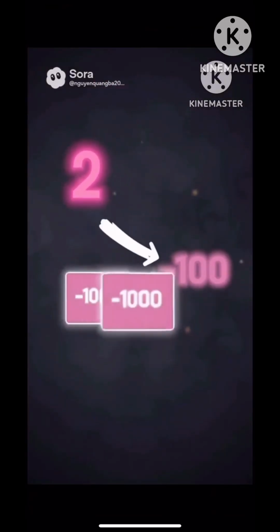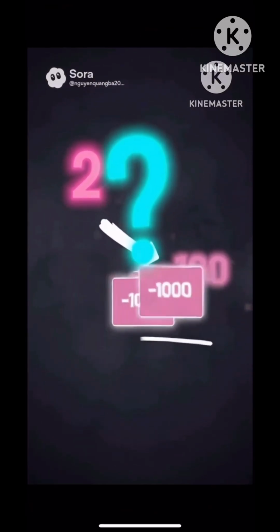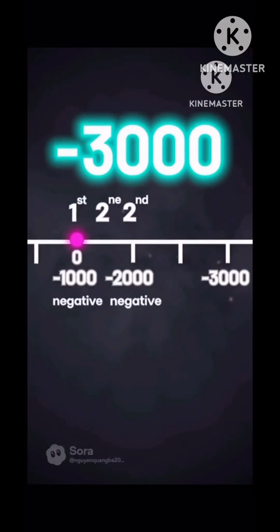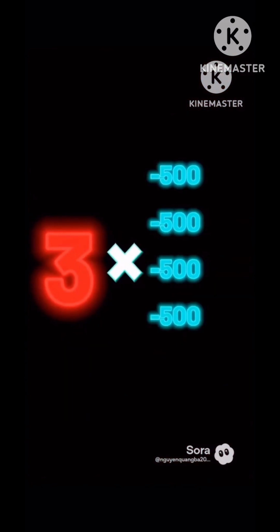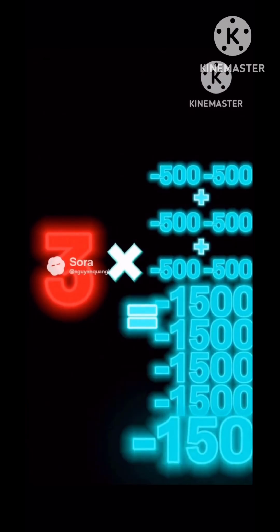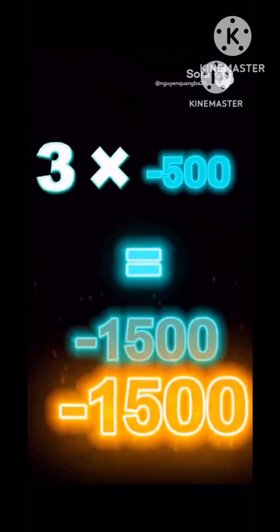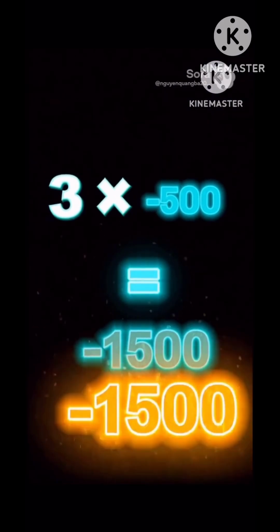3 times negative 1,000. Think of it as 3 separate piles, each worth negative 1,000. Stack them together and you have negative 1,000, negative 2,000, negative 3,000. So 3 times negative 1,000 is negative 3,000. We need 3 of these, negative 500s. Stack them together and you get a total of negative 1,500. 3 times negative 500 equals negative 1,500.